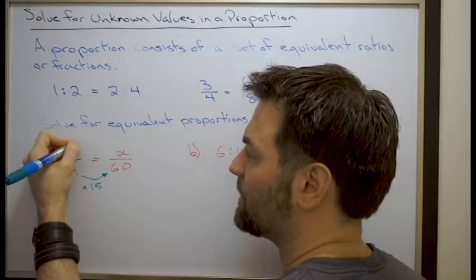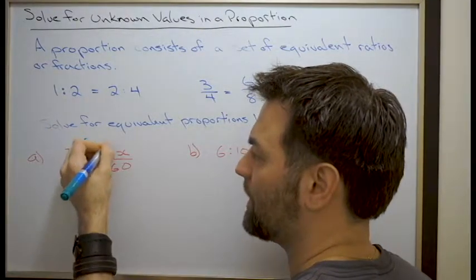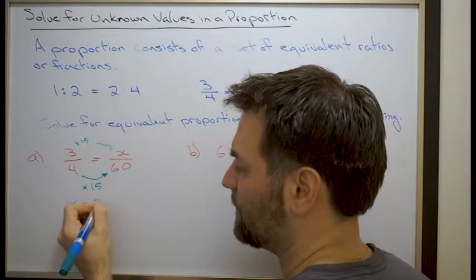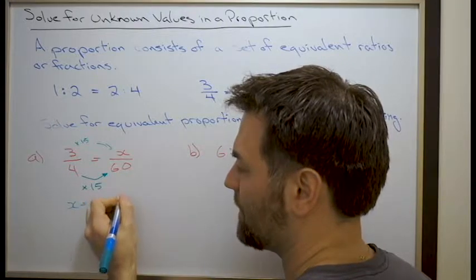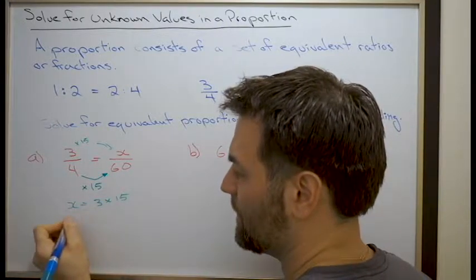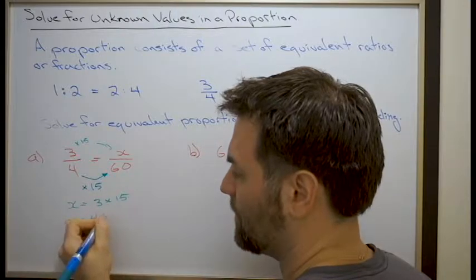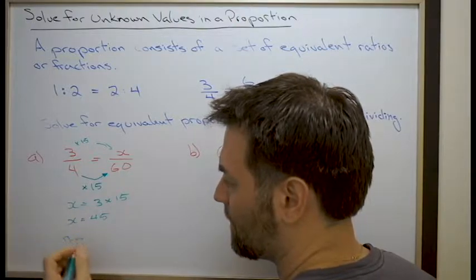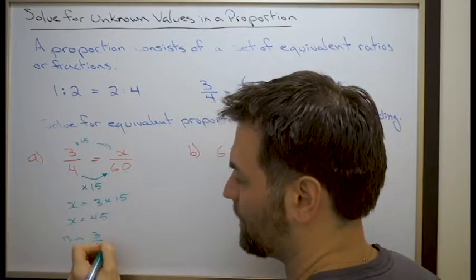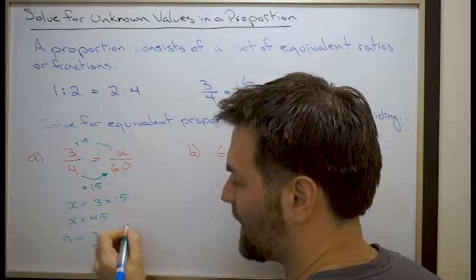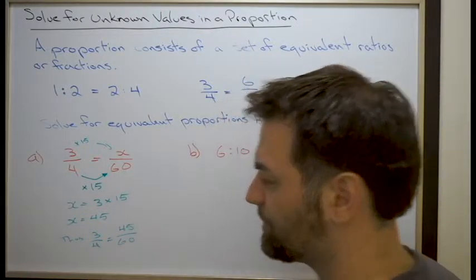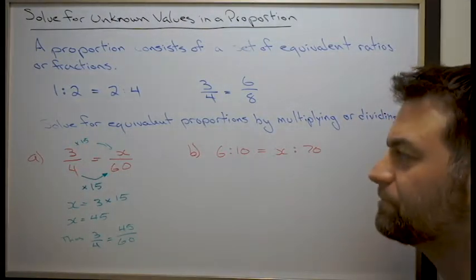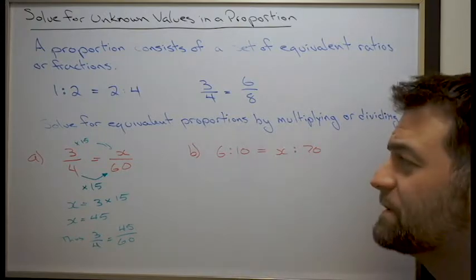Then we've got to multiply 3 by 15 as well to get our x. And so we have x being equal to 3 times 15. So x equals 45. Thus, 3/4 is equal to 45 over 60. So we found the x, we found this value here, so we're multiplying both sides by 15.